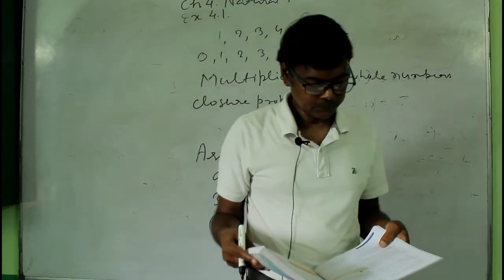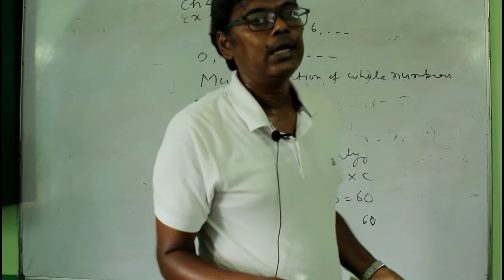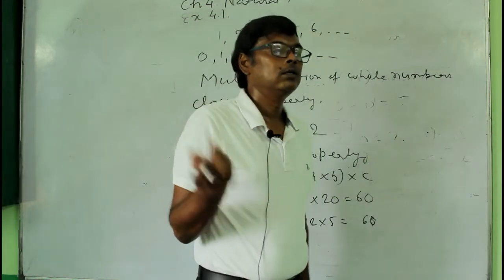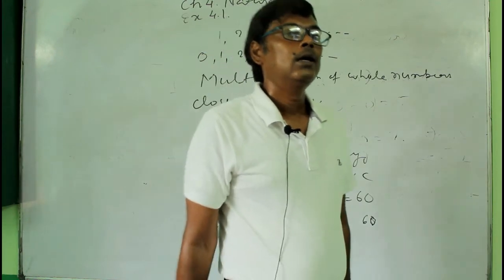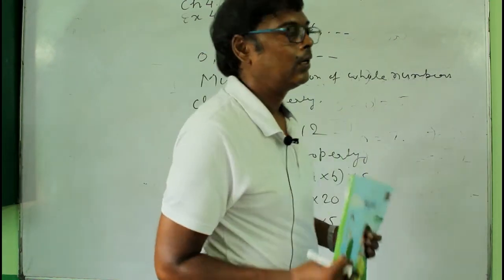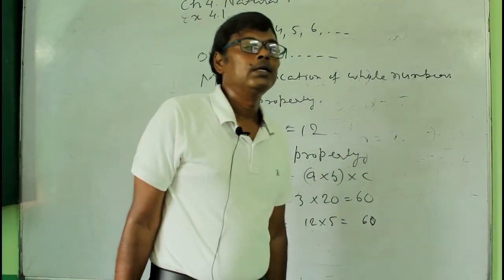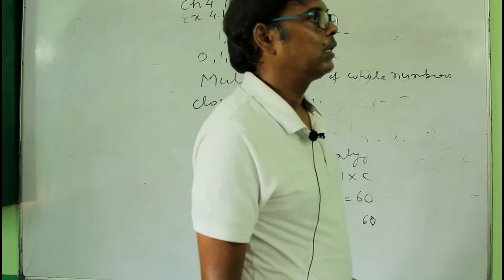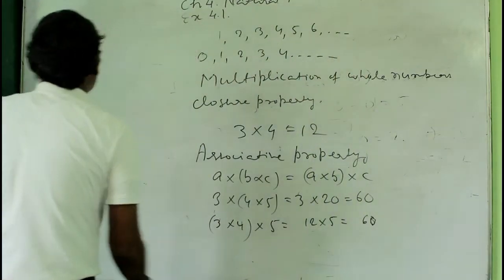Then you have the multiplicative identity. Like in case of addition, you have the additive identity, and the additive identity is 0. But in this case you have the multiplicative identity. And what is the multiplicative identity? In case of multiplication, it is 1. Okay, multiplicative identity.